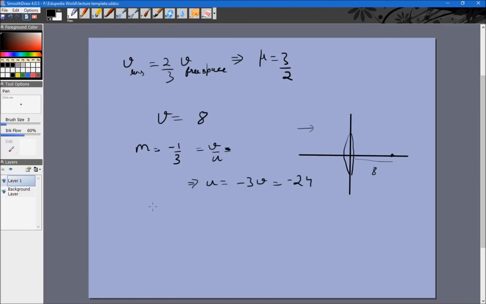Now just straightforward application of the lens formula. 1 by 8 minus 1 by minus 24 is equal to 1 by f. 3 by 24 plus 1 by 24, 4 by 24, which means f comes out to be equal to 6. But what is f equal to? 1 by f is equal to mu minus 1, that is 3 by 2 minus 1, times 1 by r1 minus 1 by r2.